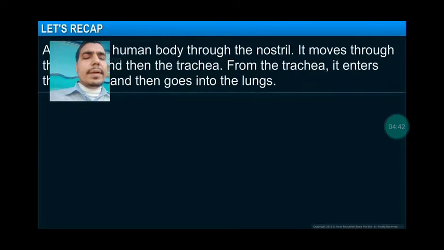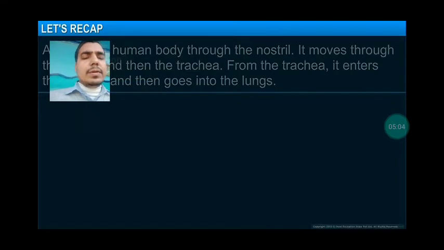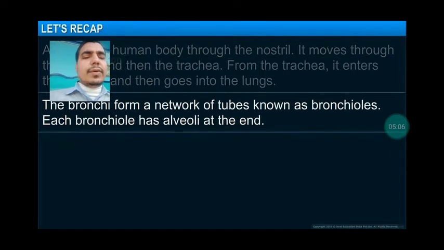In this module, you learned that air enters a human body through the nostril. It moves through the throat and then the trachea. From the trachea, it enters the bronchi and then goes into the lungs. The bronchi form a network of tubes known as bronchioles. Each bronchiole has alveoli at the end.